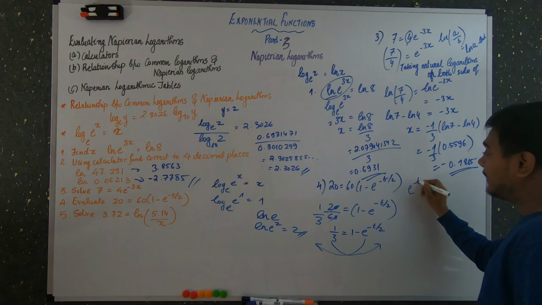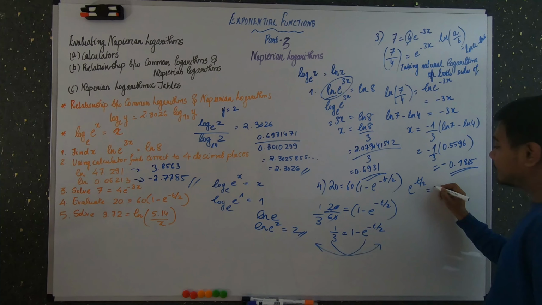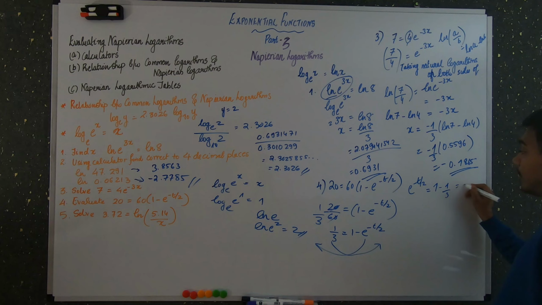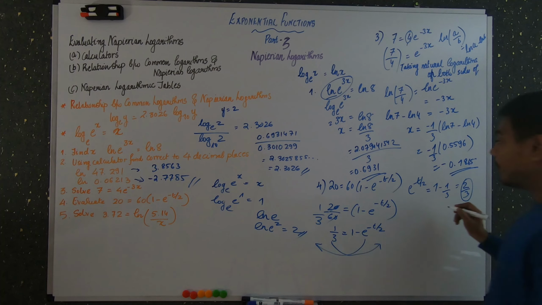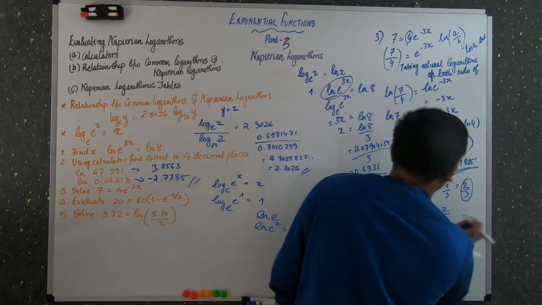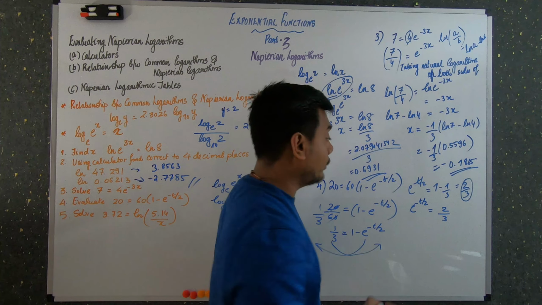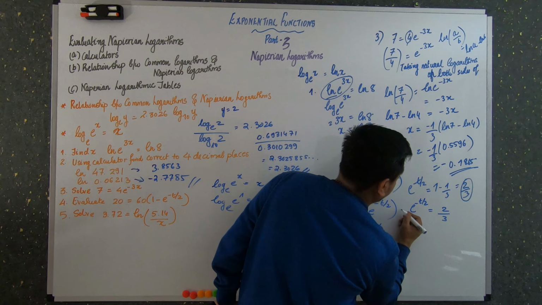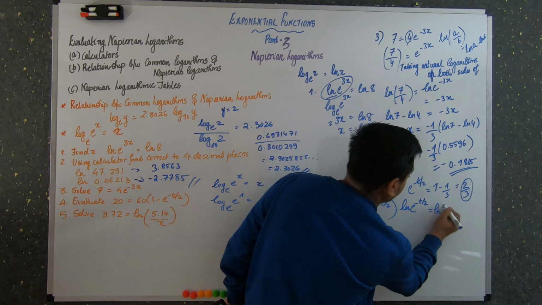So e raised to minus t by 2 is the same as 1 minus 1 by 3, which is 2 by 3. I hope it's clear, because I have added both these terms and written them in the form 2 by 3. So e raised to minus t by 2 is 2 by 3. Now again, you can take the logarithm on both sides of the equation.